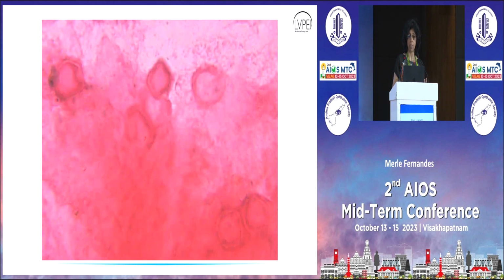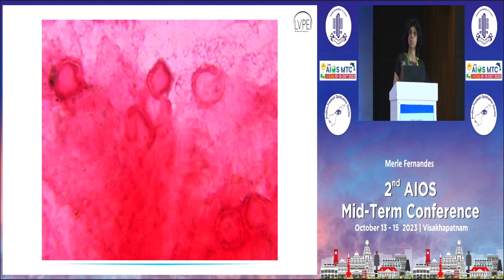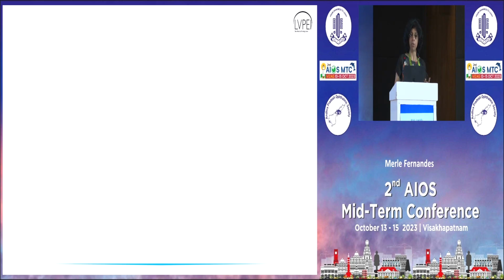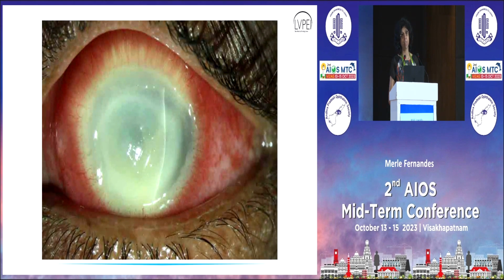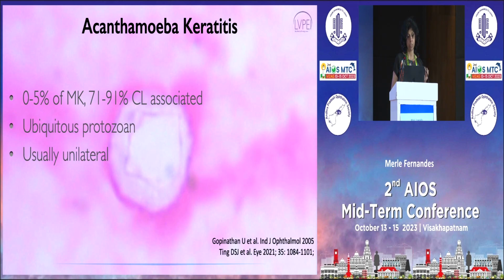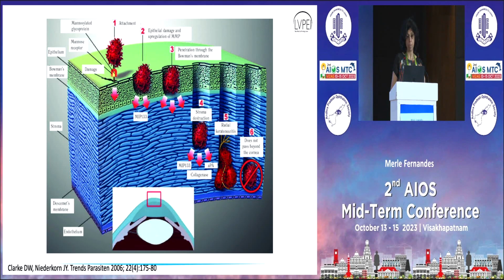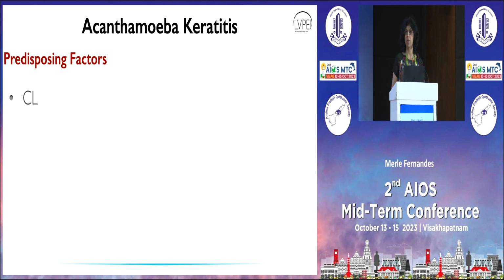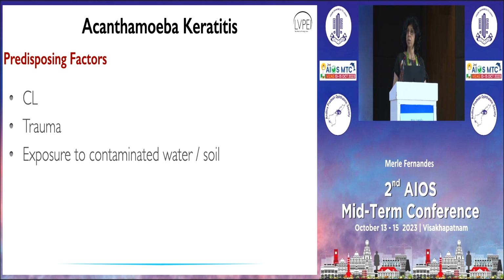This is obviously going to be Acanthamoeba. If you scrape it, we picked up double wall cysts on the Gram stain and put the patient on 0.02% PHMB and chlorhexidine, but he didn't do well initially because he was on steroids. Ultimately it came under control. Acanthamoeba is also one of the uncommon organisms in the West associated with contact lens wear, but not so much here. It's a protozoa, usually causes unilateral infection, and tends to penetrate through the intact epithelium but doesn't go beyond Descemet's membrane. The predisposing factor in the West is definitely contact lens wear, but here it's trauma, so it occurs more in agricultural workers exposed to contaminated water or soil and in warmer climates.